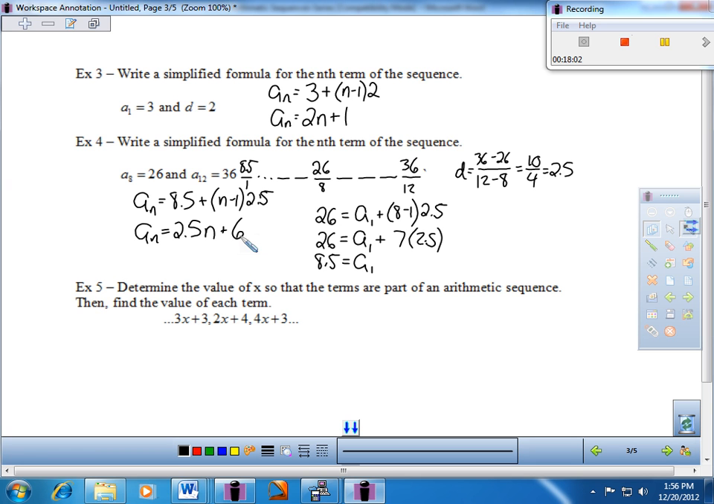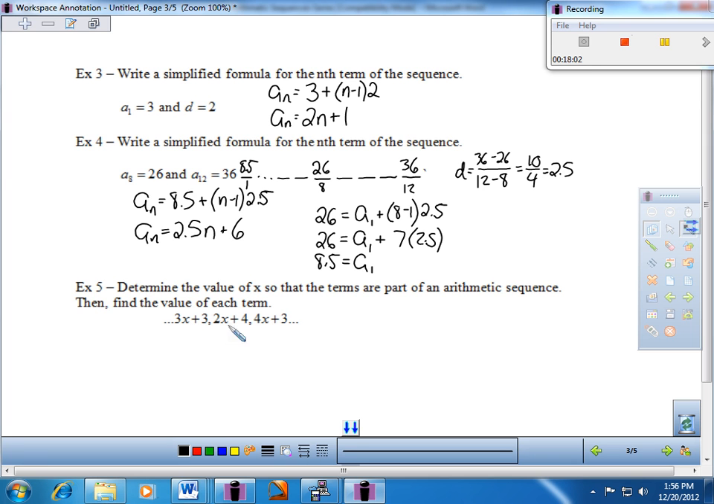All right, we're doing a bunch of examples to solidify this formula so far. There's a secondary formula coming up momentarily, but let's do example 5 in the meantime. Nice one here, a little above and beyond. Let's see if we can work it out. It says, determine the value of x so that the terms are part of an arithmetic sequence, then find the value of each term. All right, so let's see.